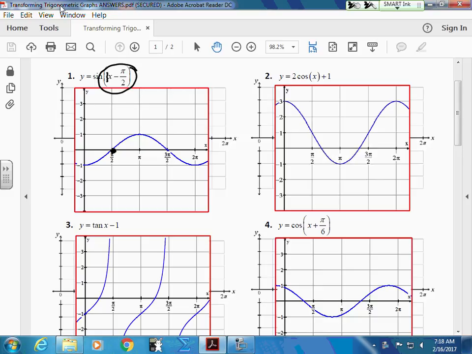So 1, then 0, then 1, then 0, then negative 1, then 0. There's my first full cycle. It's a continuous curve. So just go backwards, and then up, and then over, and then up.